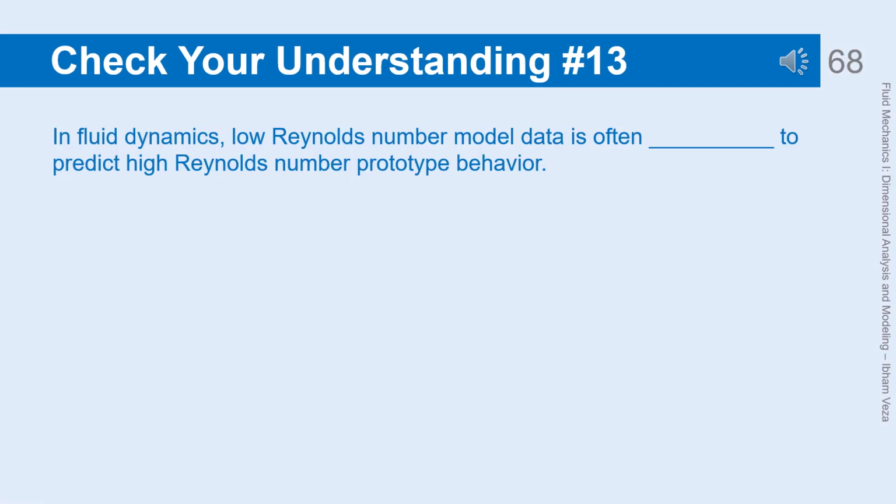Check your understanding number 13. This question emphasizes the concept of extrapolation as a tool to predict prototype behavior from model data. The key answer is that low Reynolds number data are used to estimate high Reynolds number conditions. By answering it, students strengthen their understanding of practical strategies and experiments. This problem also reaffirms the limitations of perfect similarity in the real world. This short evaluation ties together the whole modeling concept into a single idea.